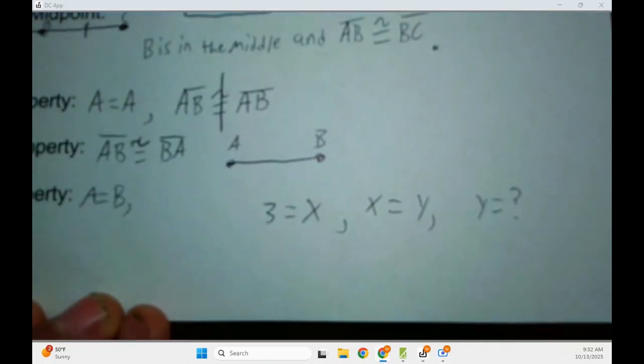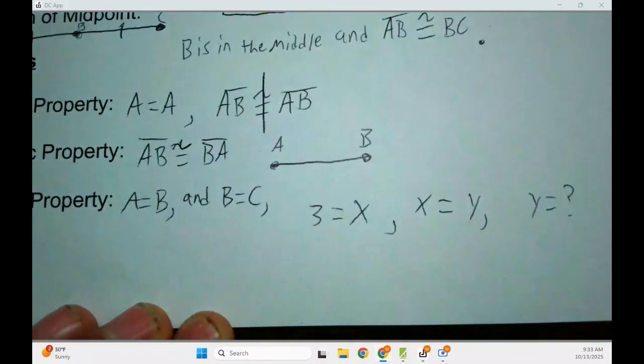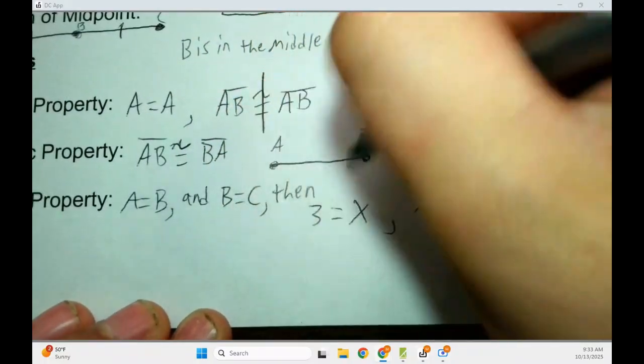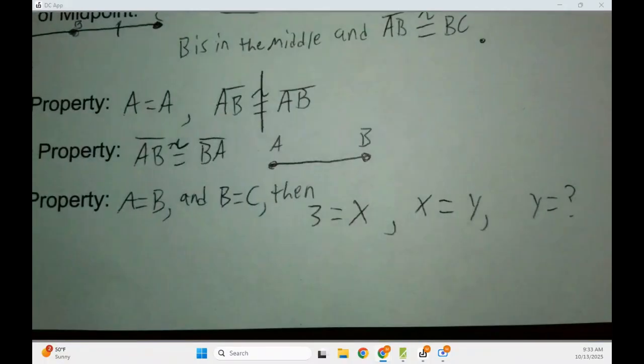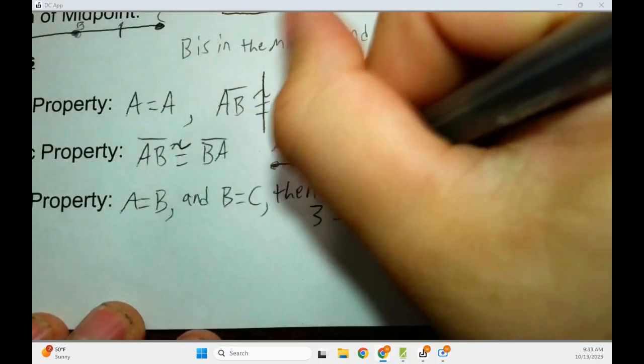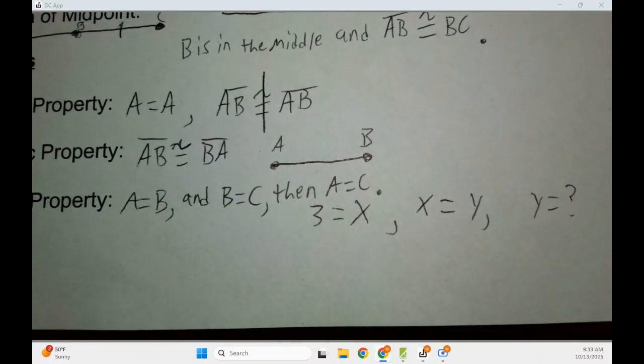If A happened to equal B, and B happens to equal C, then what can I say about A and C? What do I know about A and C? Aren't they also equal? Right? Then A equals C. Yeah, exactly why. A equals C. It's what we saw here, right? If 3 equals X and X equals Y, Y equals 3.